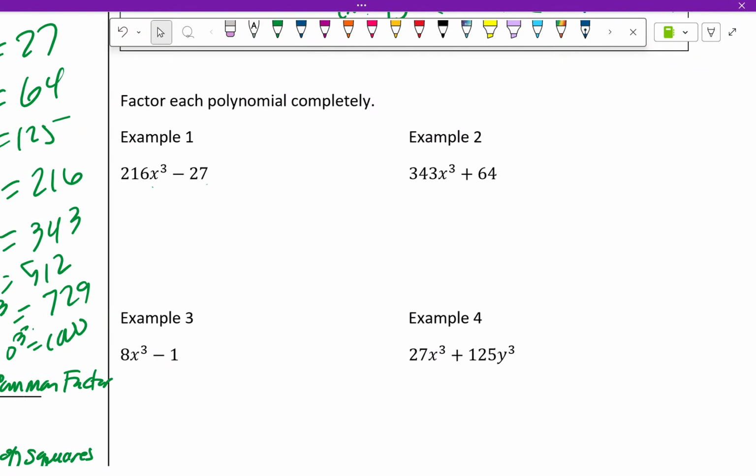All right. I don't think I do in that one, right? So I look at the numbers. Actually, I count the terms. How many terms are there? 2. Okay. So I check for greatest common factor.